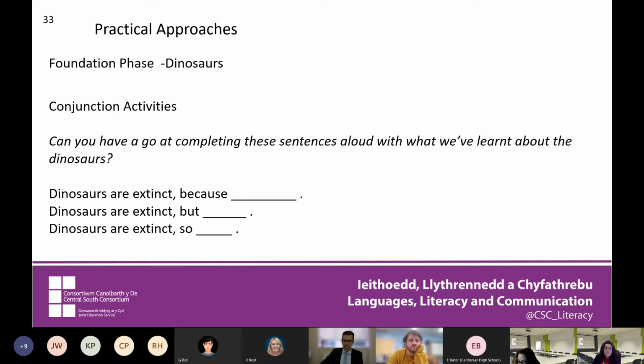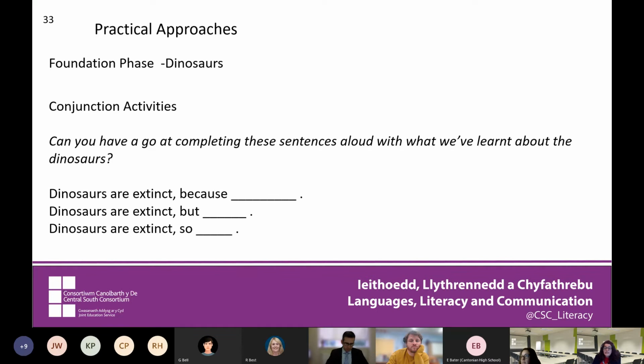You can give learners three sentence stems. In this case, I would do it verbally first because of the age of the learners in the foundation phase. So these stems would require them to create three separate complex sentences. The because must explain why something is true. The but must indicate a change of direction. The so tells us what happened as a result of something else, so cause and effect.